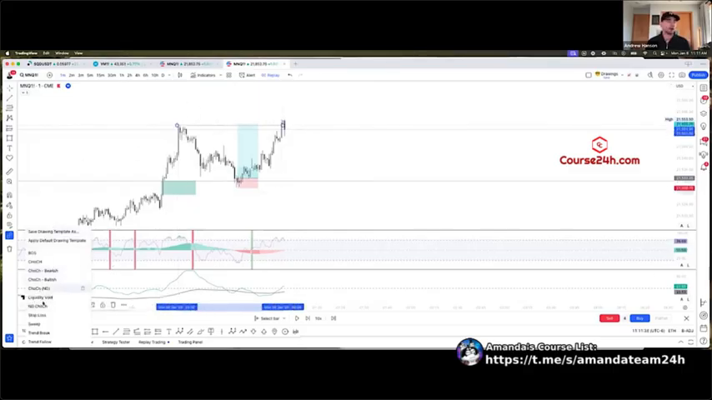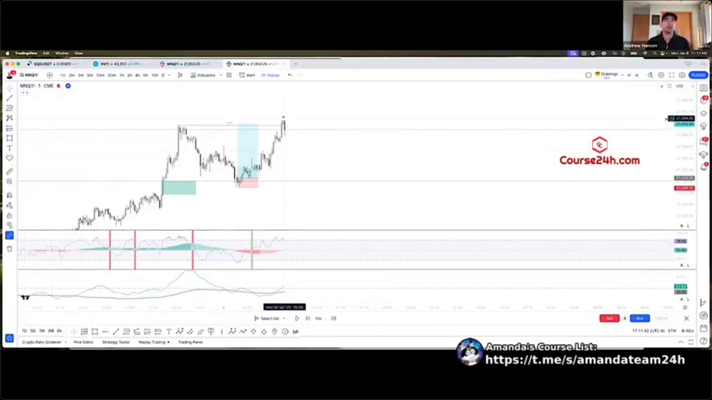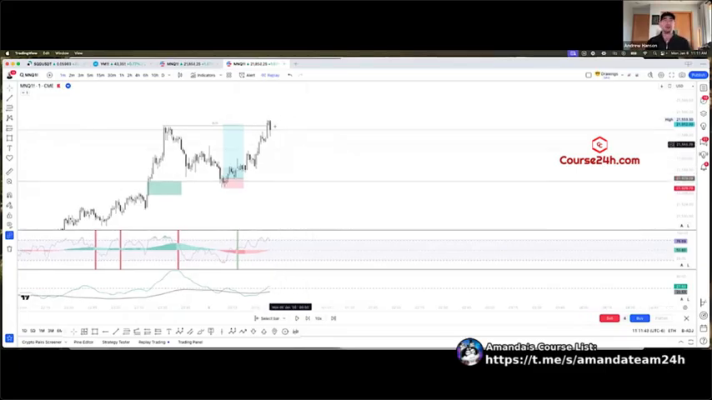I know I've seen, and I know Joe in his experience has seen as well, that we sometimes get wicks that wick through the break of structure and then come back down. We're looking for a candle close, okay? So in this case, we get a candle close right there. So we would be moving our stop loss to break even, okay?